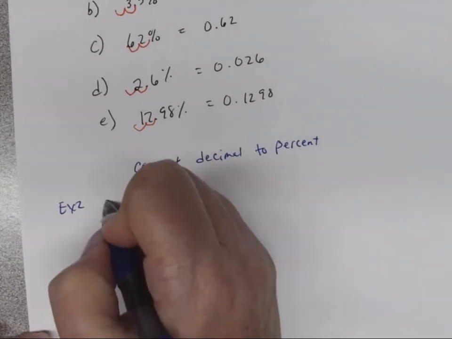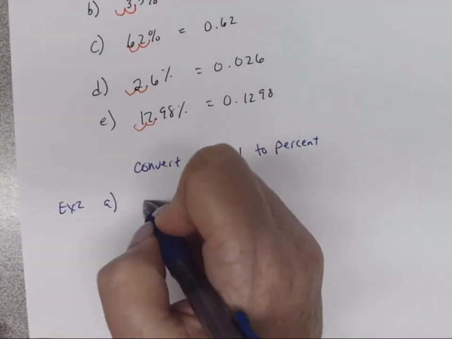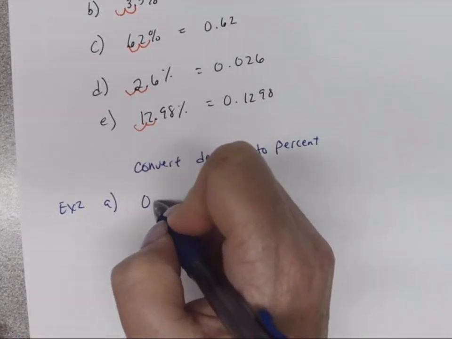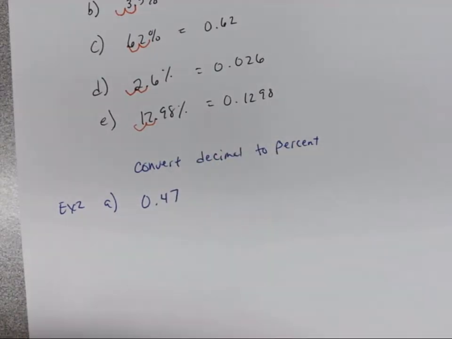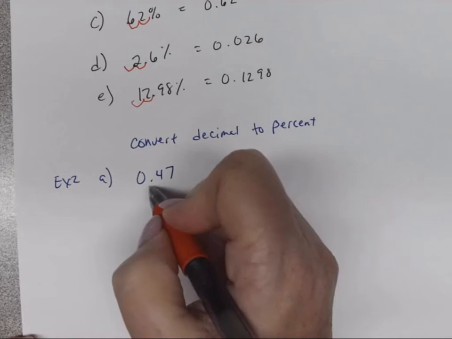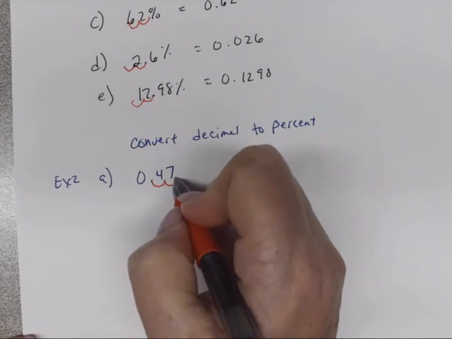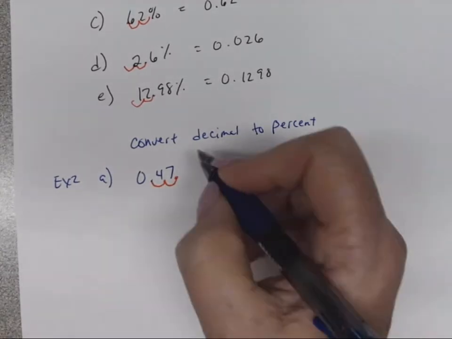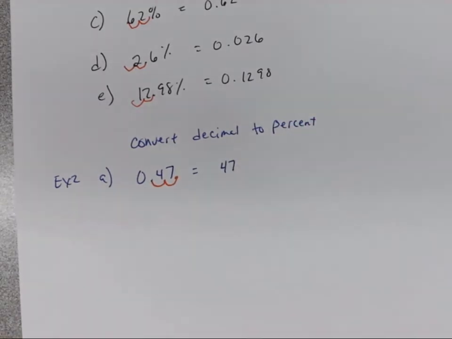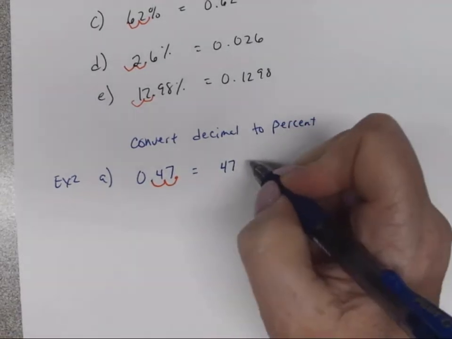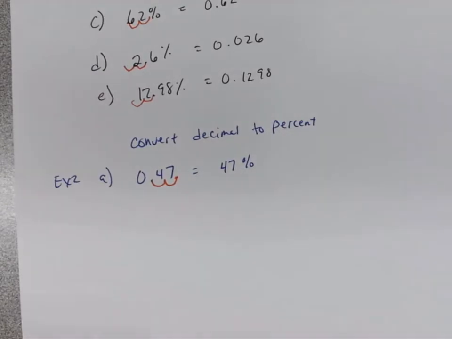All right, so the first one we're looking at is if we have 0.47. Now we're moving the decimal the other way. We're going to go 1, 2, so now it's at the back end. So this will be 47, and we don't have to write the decimal, we can just write our percentage.